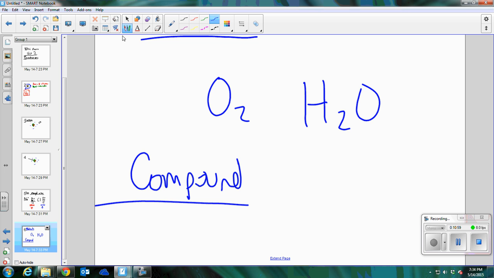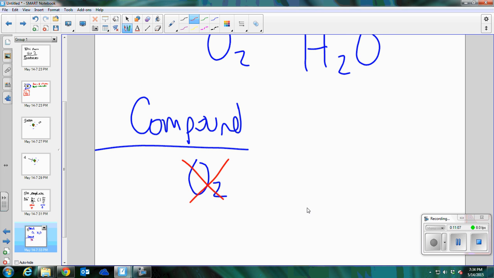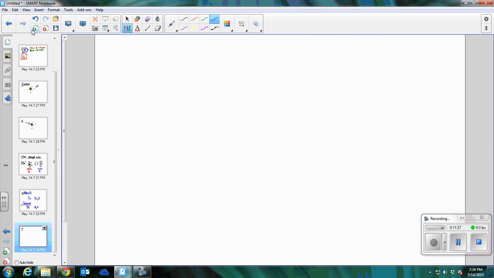So O2 is not a compound because it's the same atom, but H2O qualifies as a molecule and a compound in this case. Now a little bit more, just a few terms that you should be familiar with. Well, first of all, let's talk about chemical bonds and this idea of kinetic and potential energy.